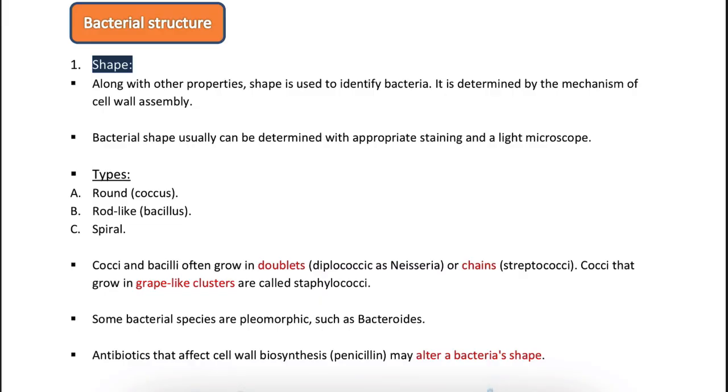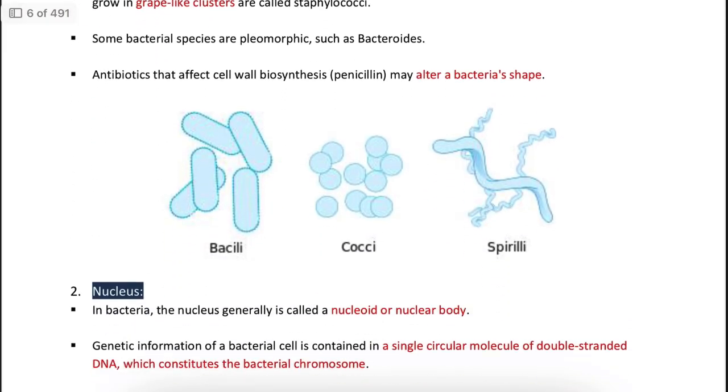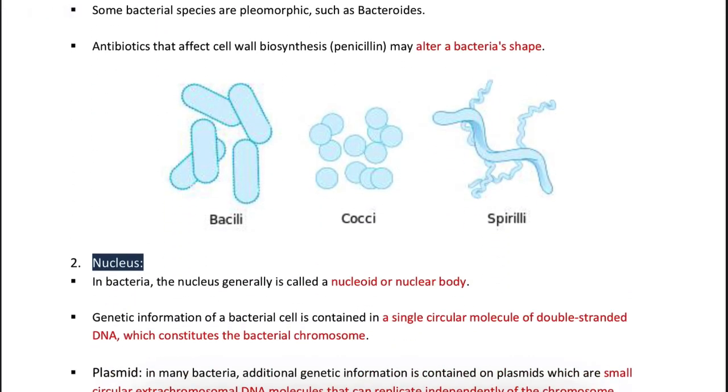Here we have some types of shapes: round, which we call coccus, rod-like, which is bacillus, and spiral. You can see this image. First one, bacilli means rod-shaped, example E. coli. Next one, cocci means round, example Streptococcus and Staphylococcus. Next one, spirilla, or spirillum. It is like a corkscrew, for example Treponema pallidum.